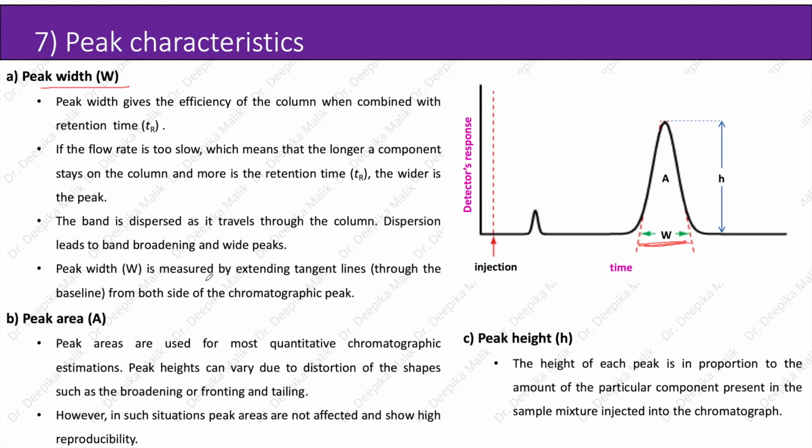Peak width is measured by extending tangent lines from both sides of the chromatographic peak, as you can see in the figure. Next is the peak area. Peak areas are used for most quantitative chromatographic estimations. Peak heights can vary due to distortion of the shapes, such as broadening or fronting and tailing. However, in such situations, areas are not affected and show high reproducibility.